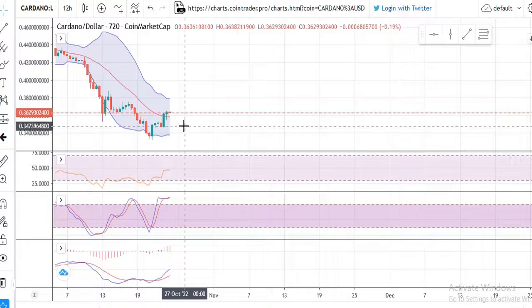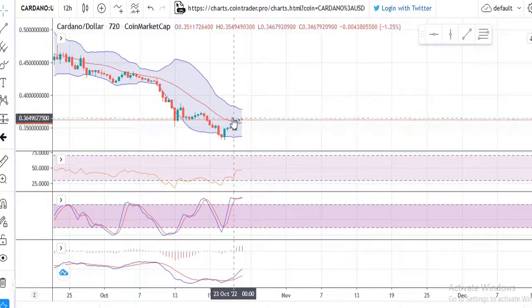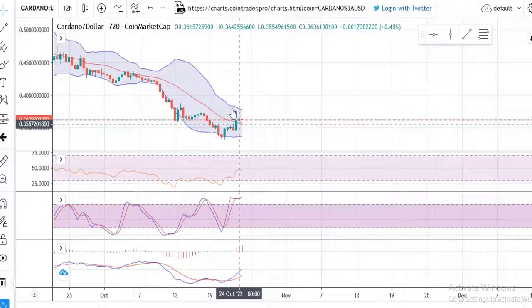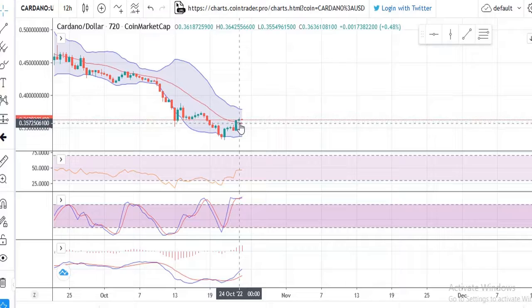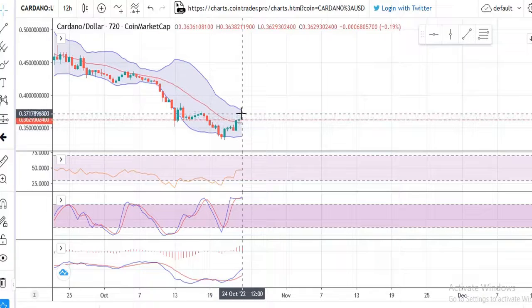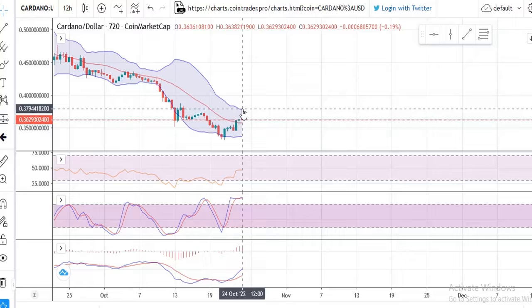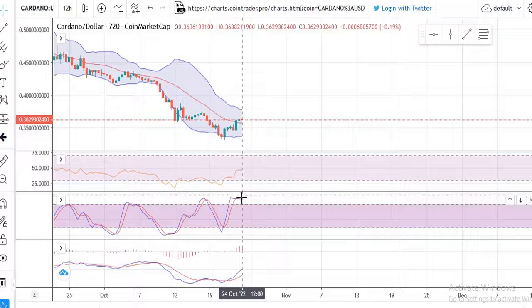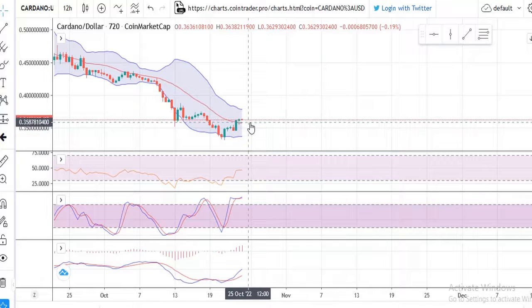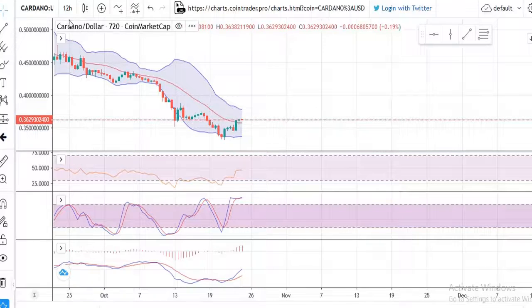Same thing with our 12 hours, as you can see. We just retested the Bollinger Bands, and every time we retest the Bollinger Band successfully, we could probably see ADA down to the 0.37. The stochastic looks quite oversold on the 12 hours, so we might just have to cool down a bit and come back and retest the 0.35 before we continue going upward.